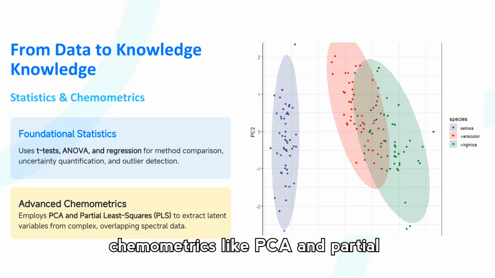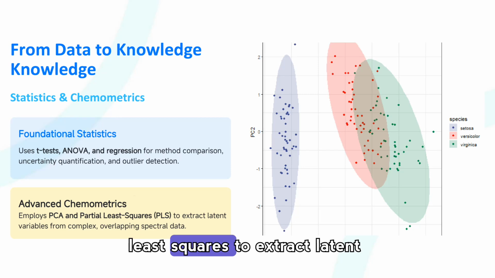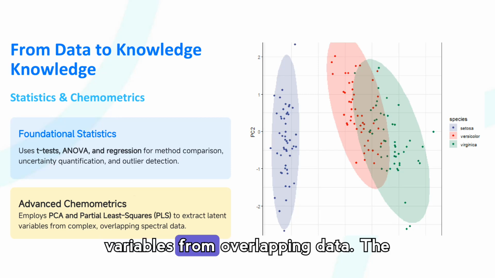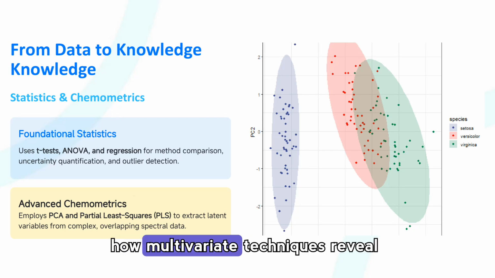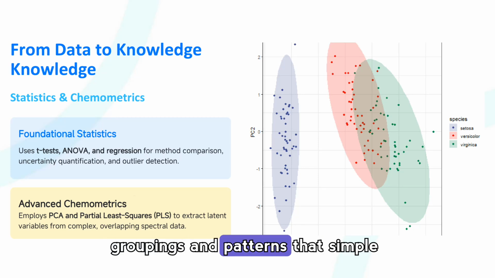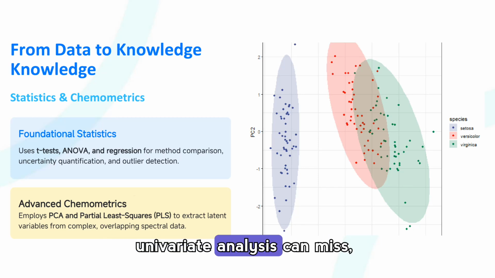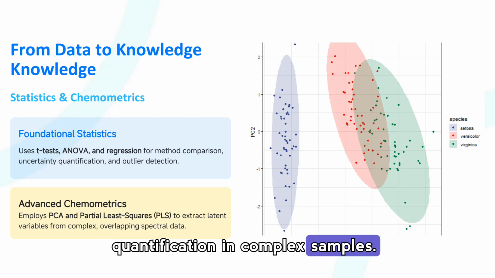advanced chemometrics like PCA and partial least squares to extract latent variables from overlapping data. The PCA plot on the slide illustrates how multivariate techniques reveal groupings and patterns that simple univariate analysis can miss, improving classification and quantification in complex samples.